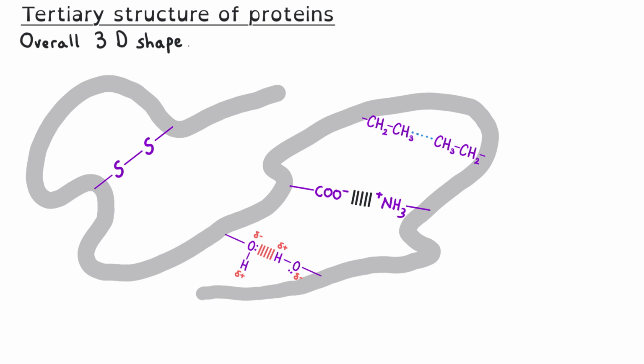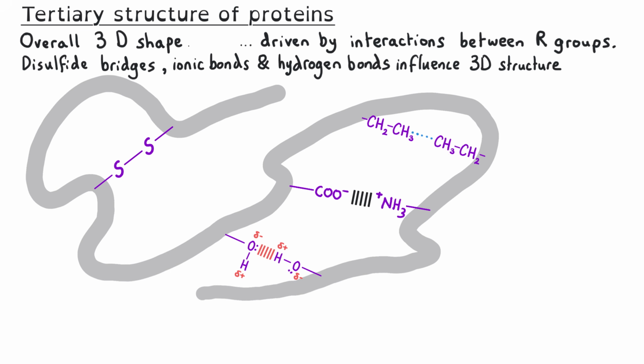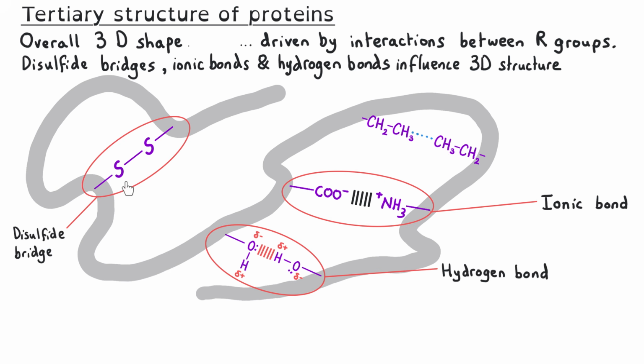The tertiary structure of a protein is its overall three-dimensional shape, the way the whole polypeptide chain folds and bends to produce a unique functional structure. This folding is driven by interactions between the R groups of different amino acids along the chain. We've already seen the key types of interaction: hydrogen bonding, ionic bonding, and disulfide bridges.